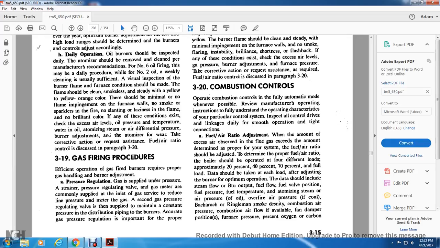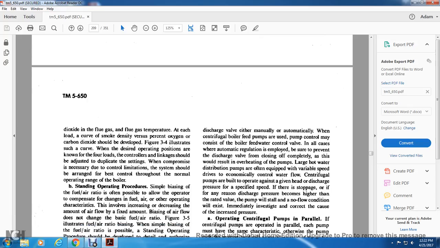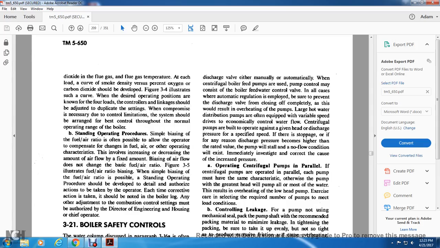position, furnace pressure, percent of oxygen, carbon dioxide, and flue gas temperature at each load. A curve of how the smoke density varies with the percent of oxygen and carbon dioxide should be developed. Figure 3-4 illustrates such a curve when the desired operating positions are known at the four loads. The control linkage should be adjusted to duplicate the settings, with the compromise necessary due to the control limitations. The system should be arranged to give the best control throughout the normal operating range of the boiler.